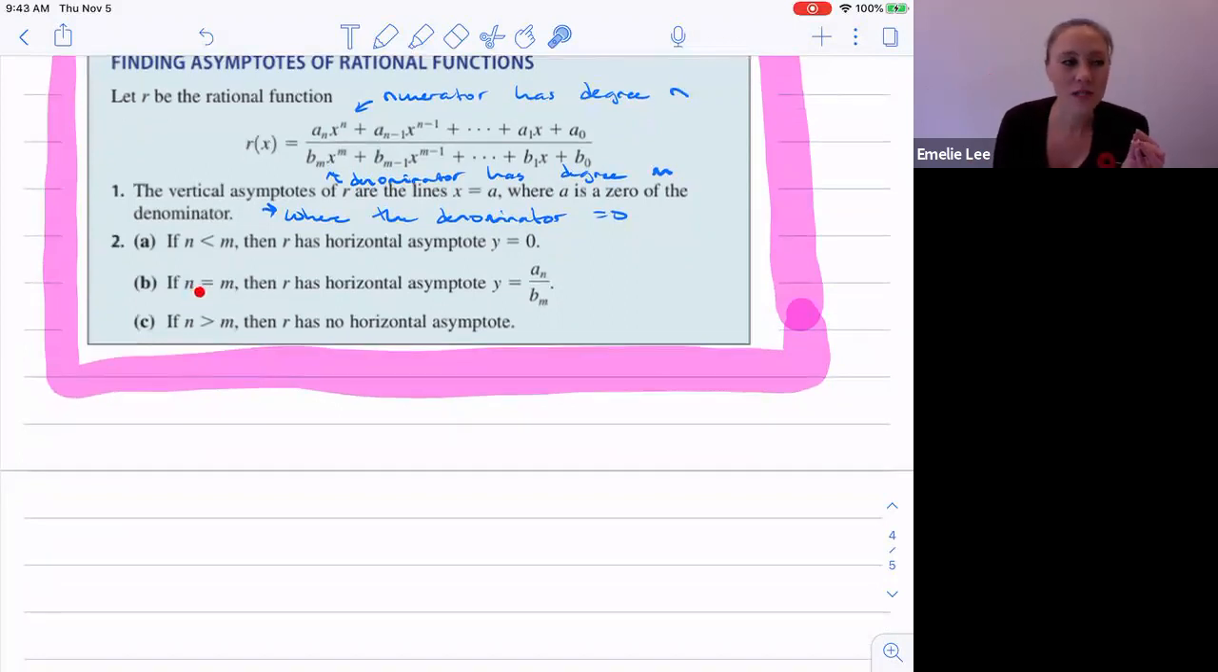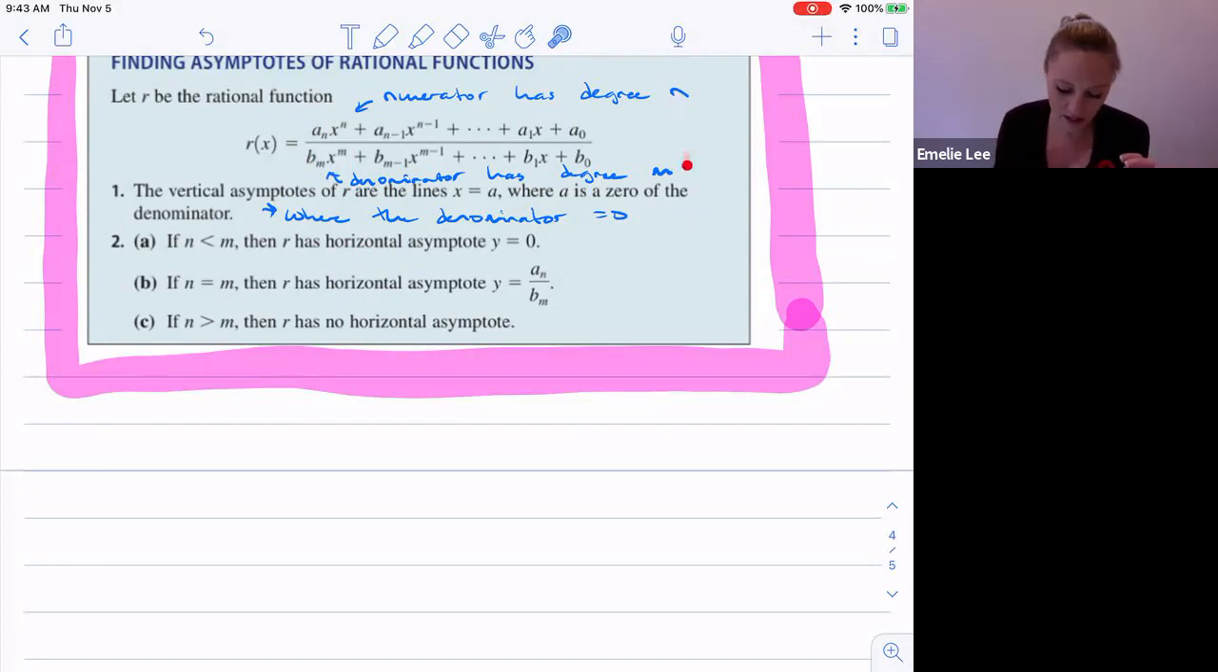The other option is if n is equal to m. Then you have the same degree in both your numerator and your denominator, and you have a horizontal asymptote at a_n over b_m. Notice a_n is the leading coefficient in the numerator over the leading coefficient of the denominator. And so we need to pay special attention to the leading terms, right?